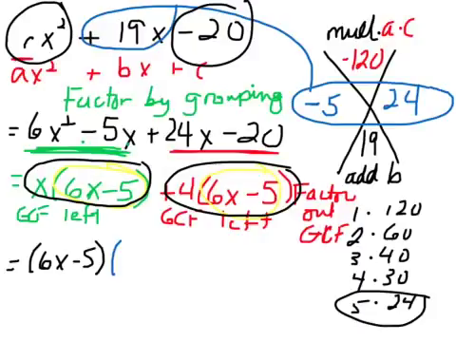What's left out of the first term when I take the 6x minus 5 out? X is left. And what was left over here when I take the 6x minus 5 out? A 4, and it's a plus 4. There's a plus in front of it. We just factored the problem.